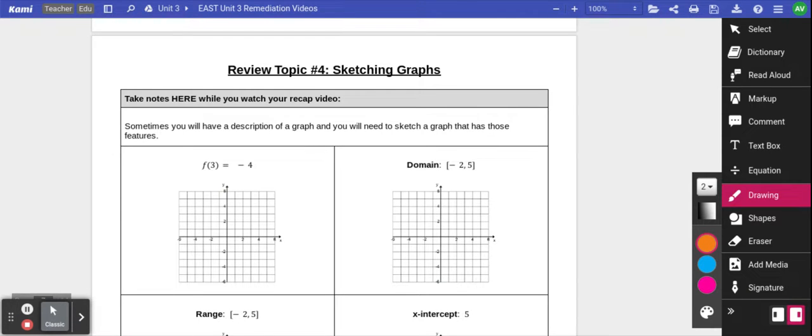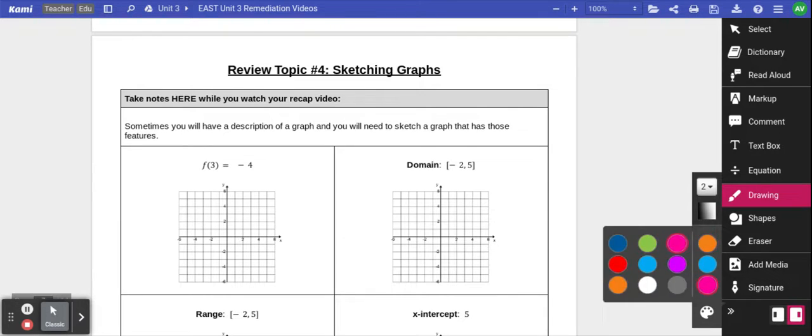In this video, we're going to be reviewing topic number 4 from Unit 3 in Math 1, which is all about sketching graphs. So now that we know all this information about finding important information by looking at a graph, we're going to go ahead and learn how to draw our own graphs that match a certain description. Sometimes you're going to have a description and you're going to need to sketch a graph that has those features.